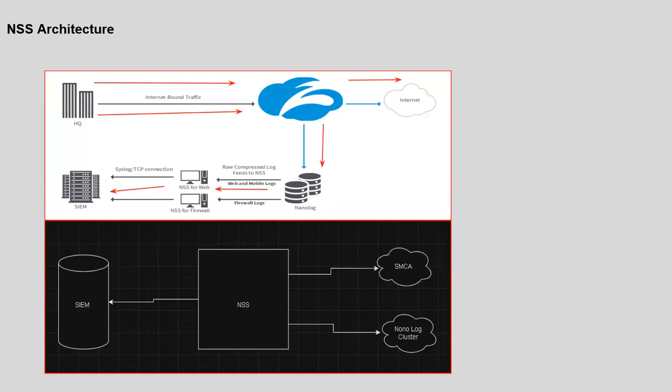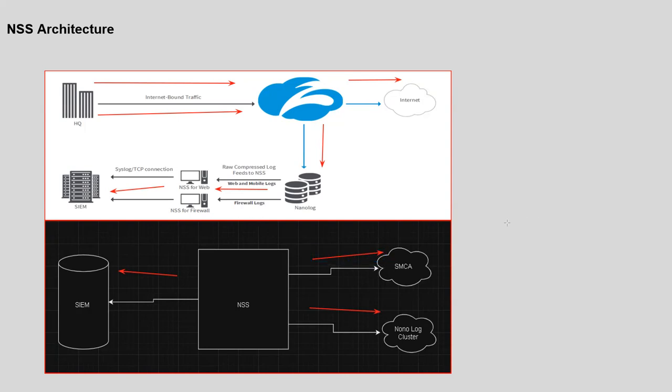But now, if you focus on the picture just below, where we have highlighted the NSS, NSS has two interfaces. One is called the management interface, the other one is called the service interface. The management interface is used mainly for management purposes, to SSH, for software updates, or if there is any patch update. That's what the management interface is used for. And the service interface is the one which connects to the SIEM, to the SMCA, and to the nanolog cluster.